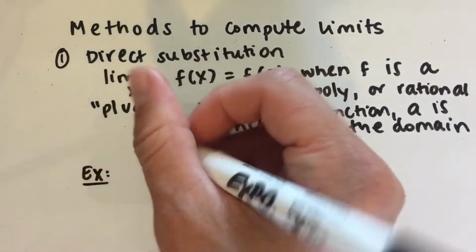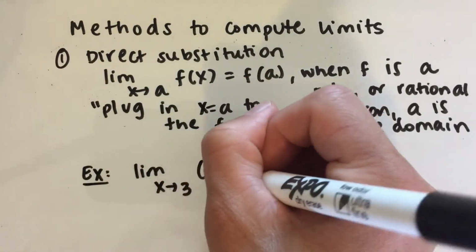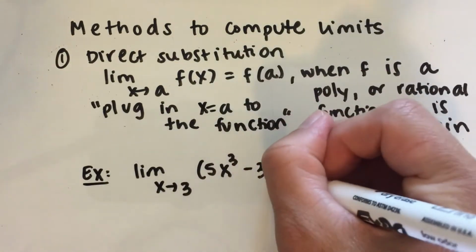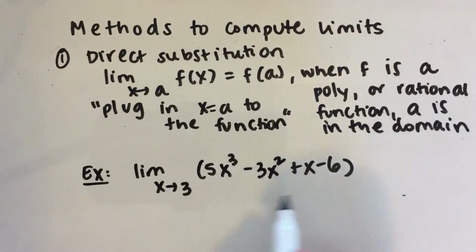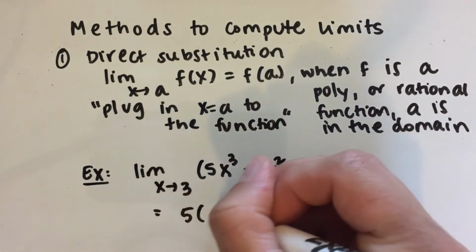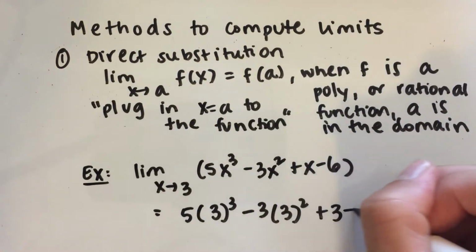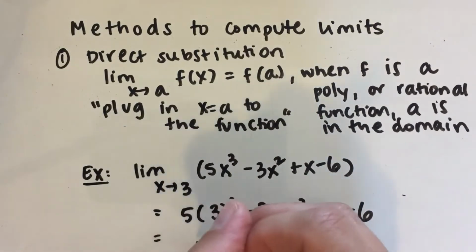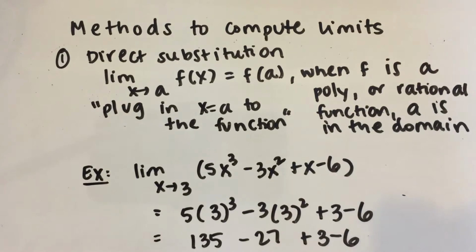For my example, I have the limit as x goes to 3 of 5x cubed minus 3x squared plus x minus 6. Here this is a polynomial, so I know that I can just plug in x equals 3 to this function. That gets me 5 times 3 cubed minus 3 times 3 squared plus 3 minus 6. That will be 135 minus 27 plus 3 minus 6, and this will be 105.